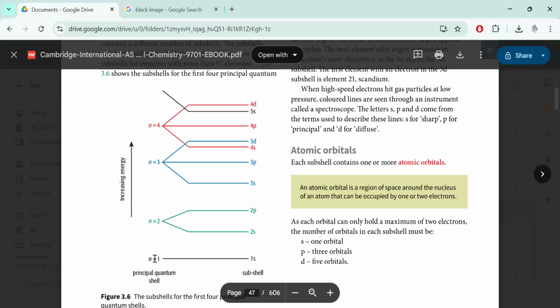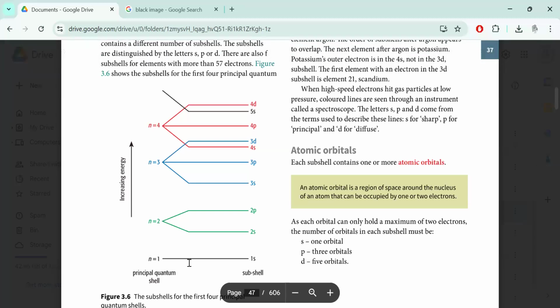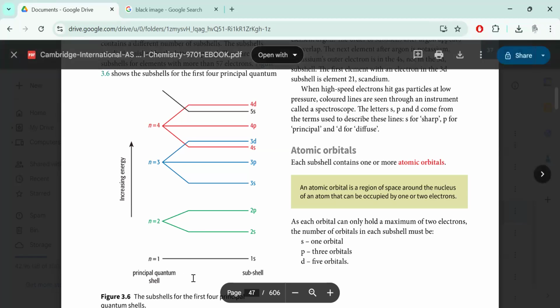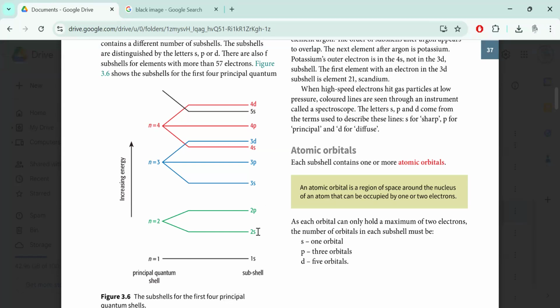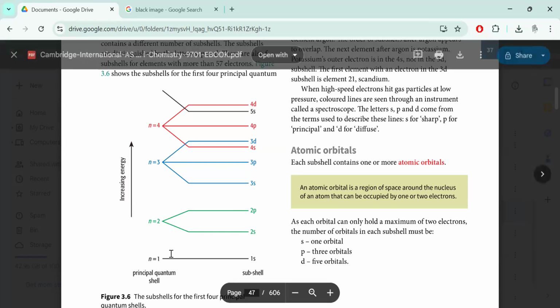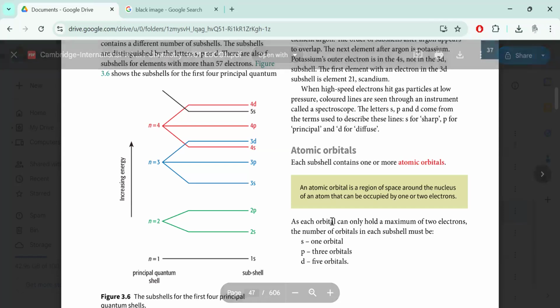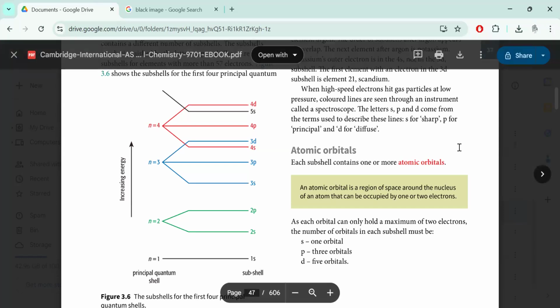For shell 1, or n=1, there is only one s subshell, 1s2, which only holds two electrons. And n=2 holds 8 electrons, so combined, n=1 and n=2 can hold up to 10 electrons. And so on. Okay.